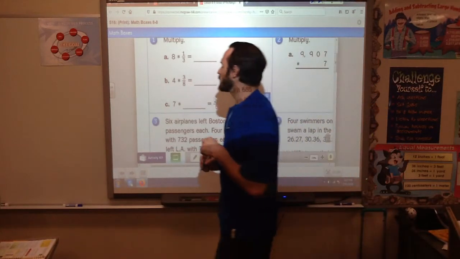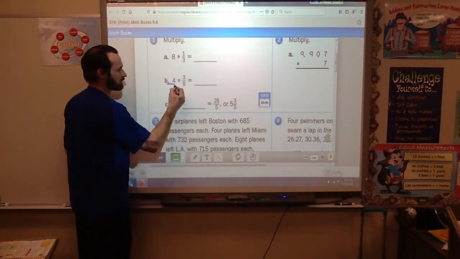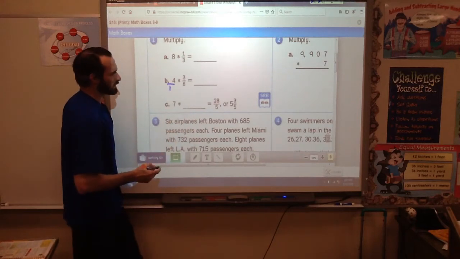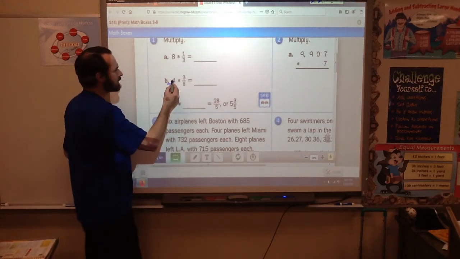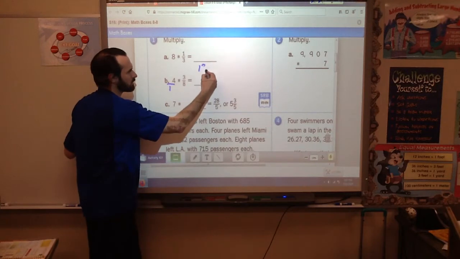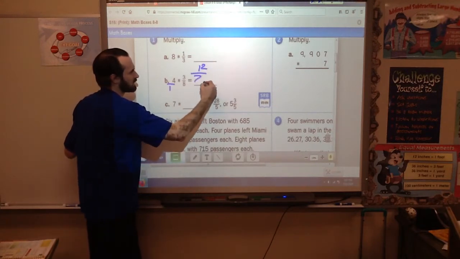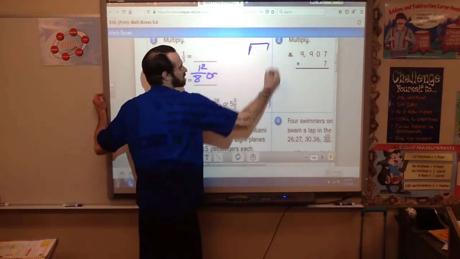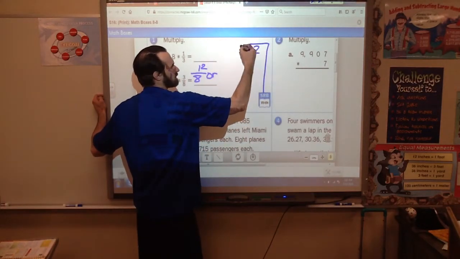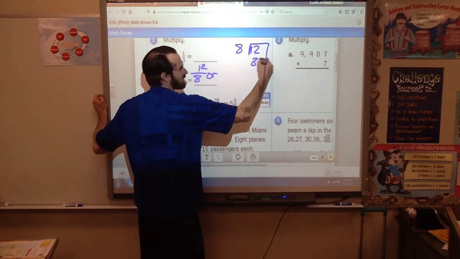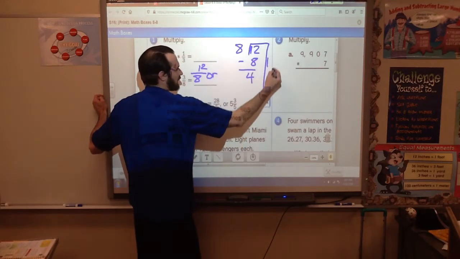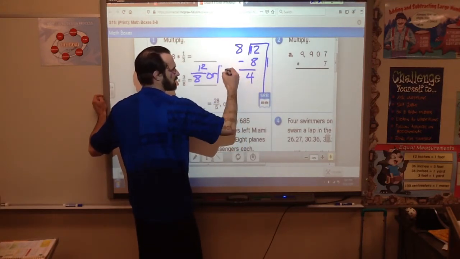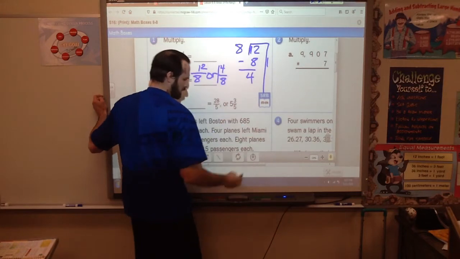If we look at letter B here, we'd be doing 4 over 1. Doesn't look like it's very well calibrated, but 4 times 3 is 12, and 1 times 8 is 8. So then you probably should do the division, which would be 12 divided by 8. Goes in there 1 time is 8, subtract, and it would be 1 and 4 eighths for that one.